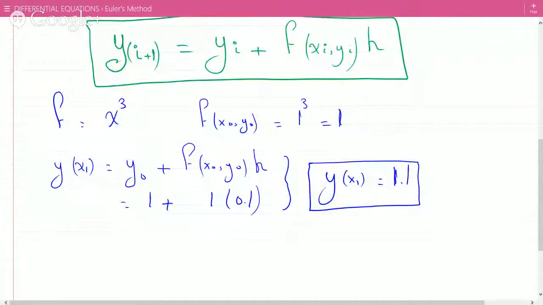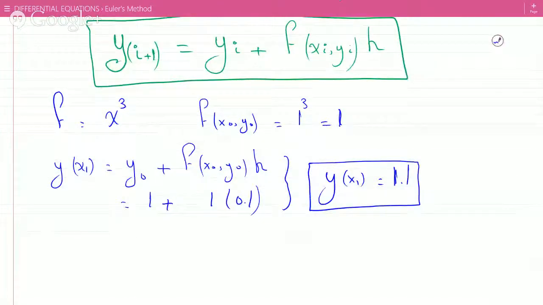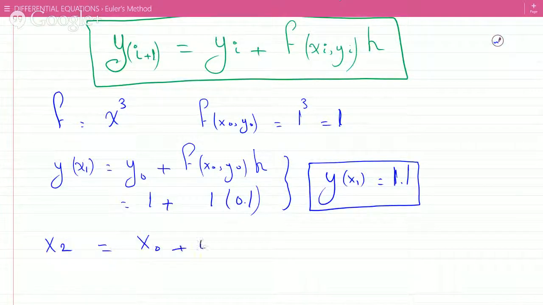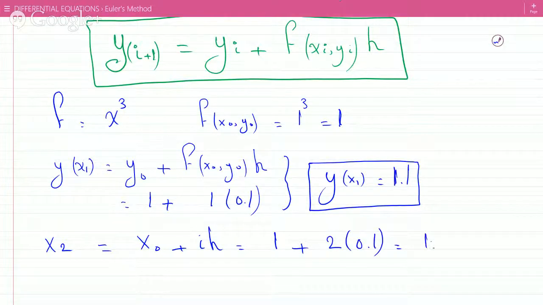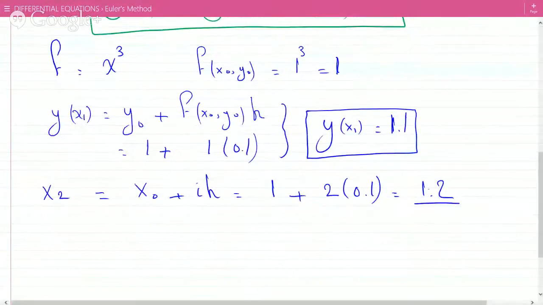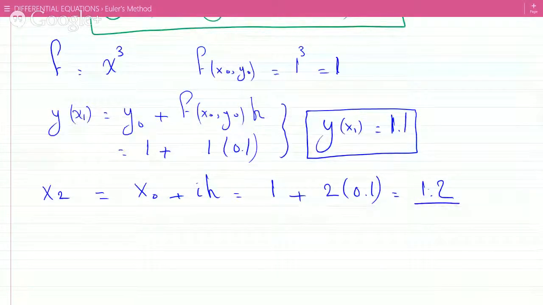Okay, now we can go to x2. So x2 is equal to x0 plus IH. x0 is 1 plus I, which now I'm at 2, times 0.1. So that's 1.2. Or you could just add 0.1 to the previous x1, which is 1.1. So 1.1 plus 0.1 is 1.2. Either way. I like to use the general formula just because it's easier to keep track, and then you're not remembering anything.